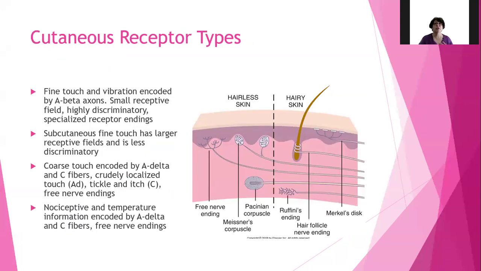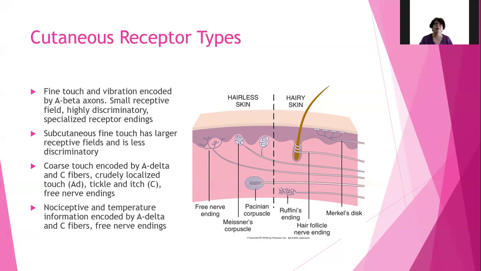Cutaneous receptors, fine touch and vibration are encoded by A beta axons. That makes sense from what we've talked about with the A betas. A betas have a small receptive field. They are highly discriminatory. They have specialized receptor endings for particular things like pressure, stretch, light touch. Subcutaneous fine touch has larger receptive fields and is less discriminatory.